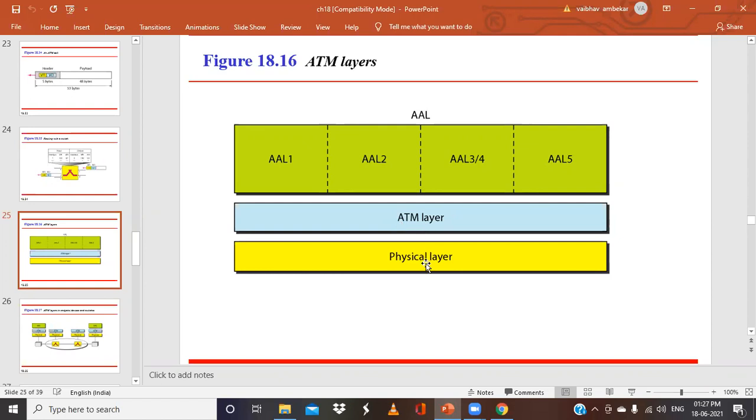And then we have the last one, that is the physical layer. ATM cells can be carried by any physical layer like Ethernet cable or LAN cables, wireless LANs or SONET. Those will be taken care of by the physical layer.